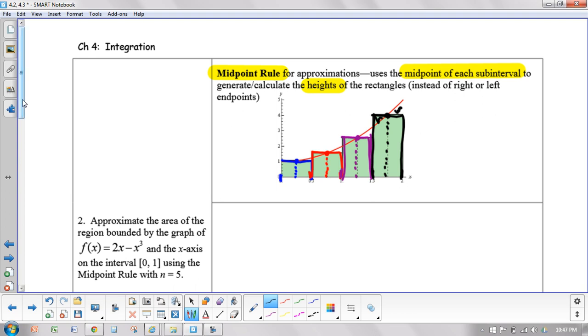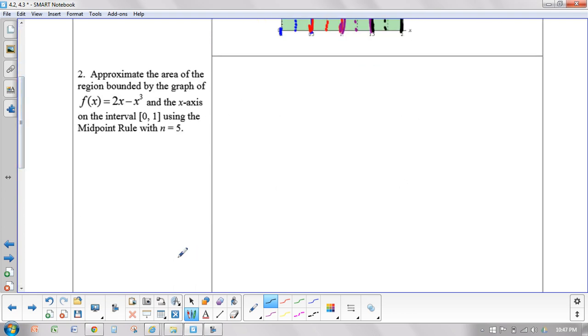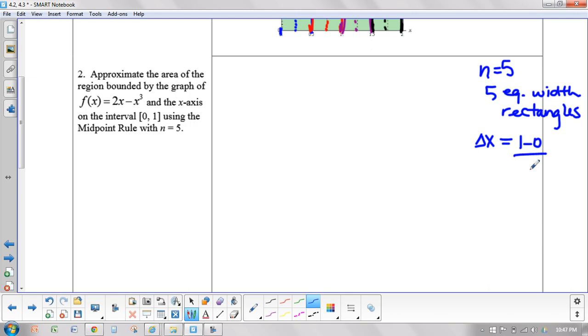Okay, so if we want to approximate the area bounded by this cubic function and the x-axis on the interval from 0 to 1, using midpoint rule with n equals 5. So n equals 5 tells us that you want 5 equal width rectangles. And so if you want to figure out how wide they are, delta x would be the whole span of your interval, which is from 0 to 1, so 1 minus 0, over, cut it into 5 pieces, so 1/5.